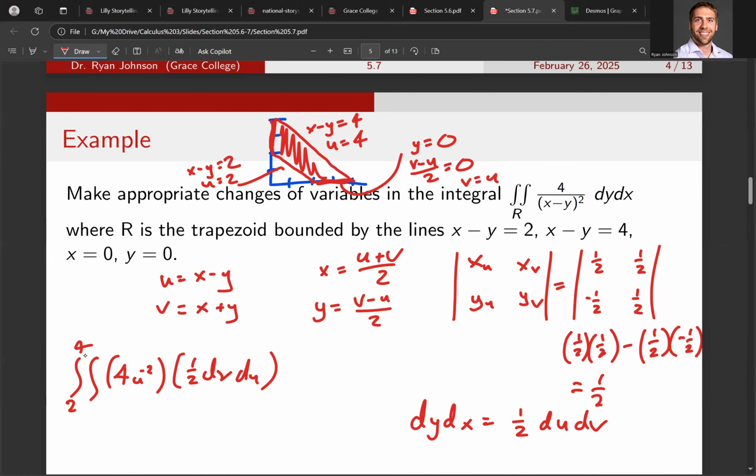And then what's this line? This line is x equals 0. So if x equals 0, that means u plus v over 2 equals 0, which basically corresponds to v equals negative u. So then this goes from negative u to positive u. Okay? And now I've set up an easier integral.